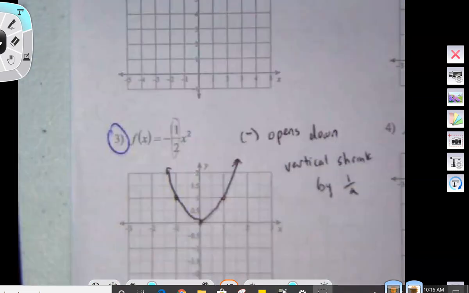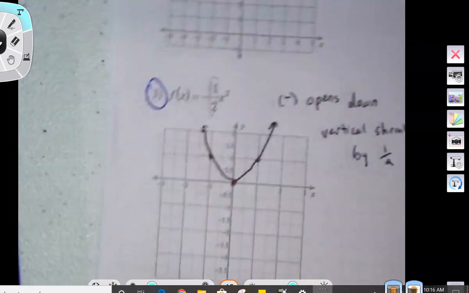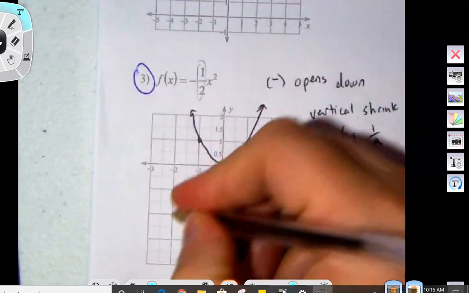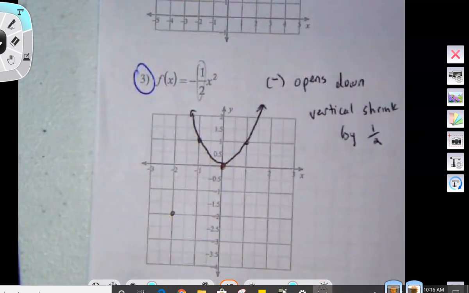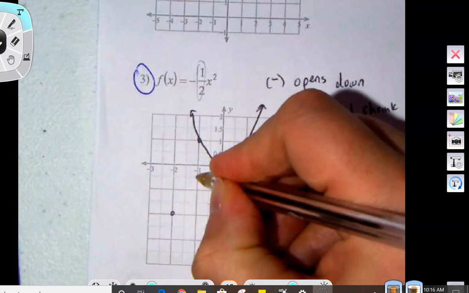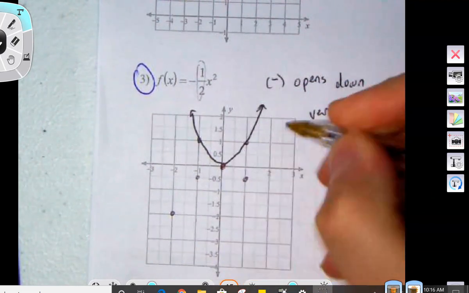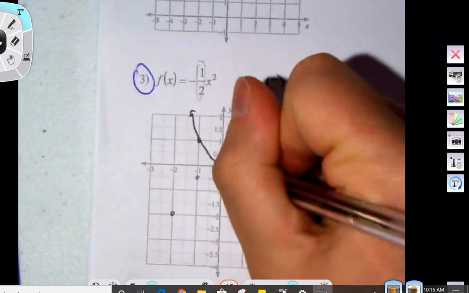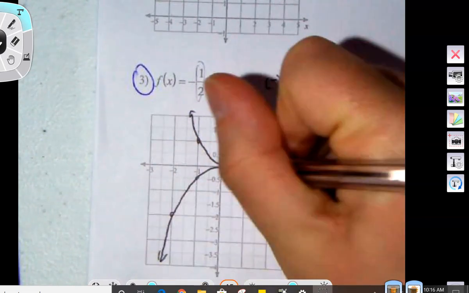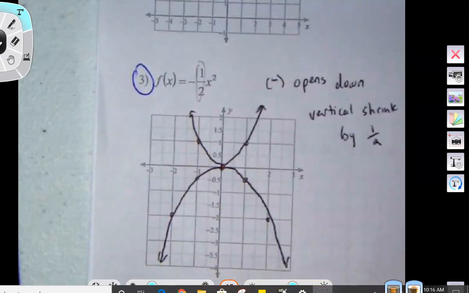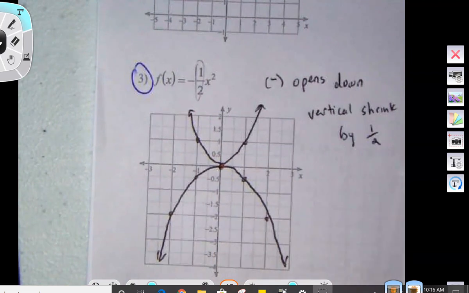So if I were to graph those, we have 0, 0. We have negative 2, negative 2. We have negative 1 and negative 0.5. We have 1 and negative 0.5, and we have 2, negative 2. So again, if I, oops, I thought that was blue. So if I look, it definitely got wider, which means that we shrunk it vertically and made it wider there. Okay, so there's number 3.